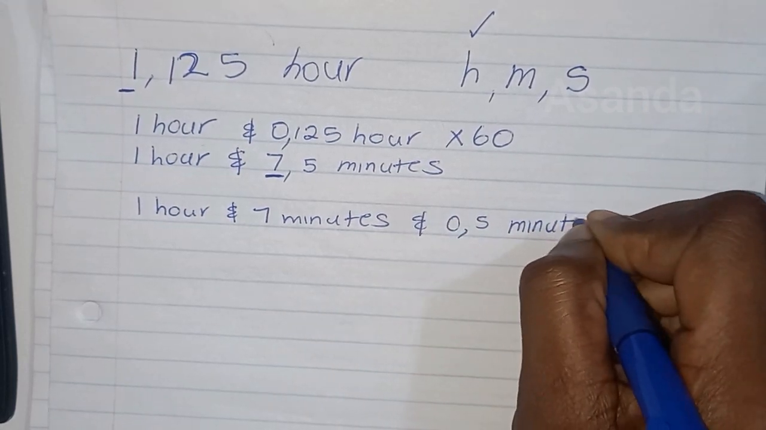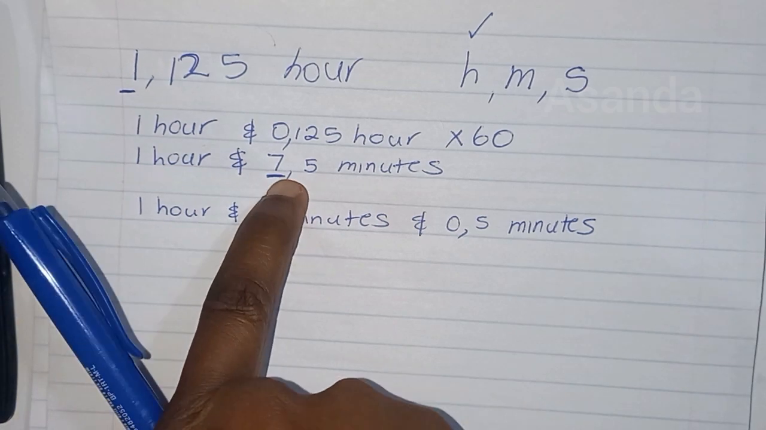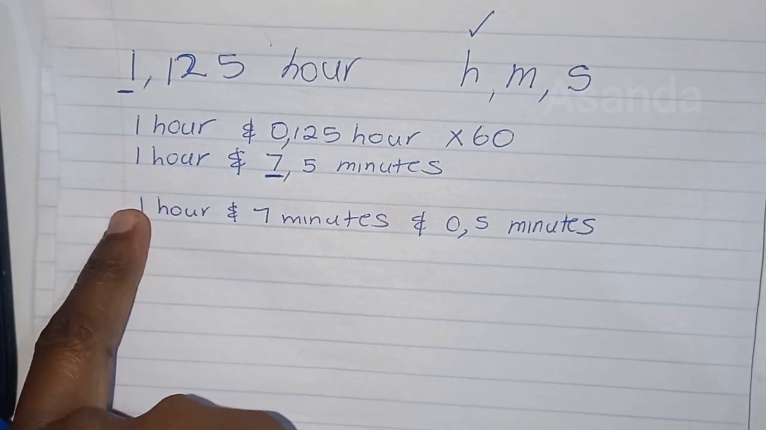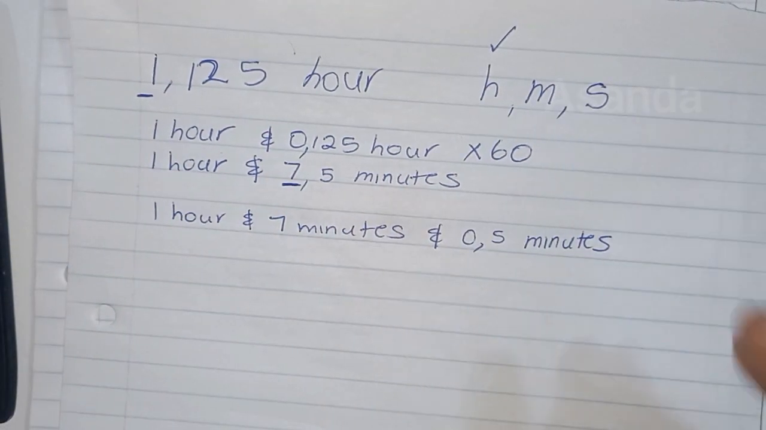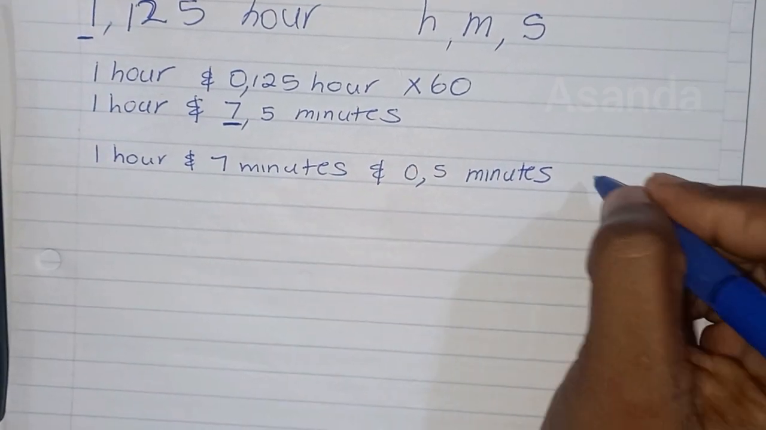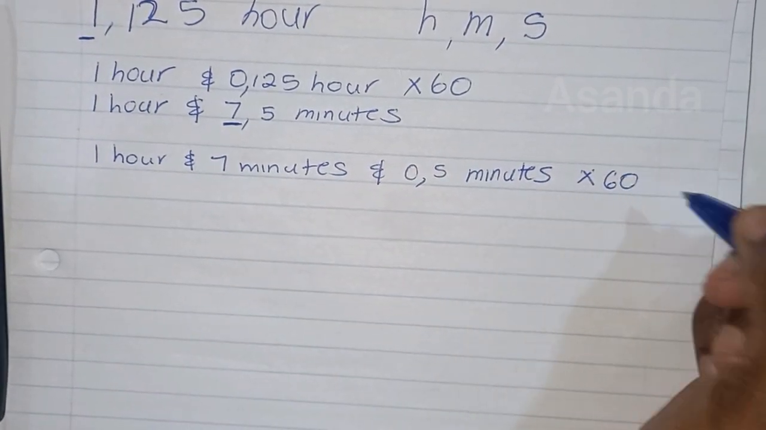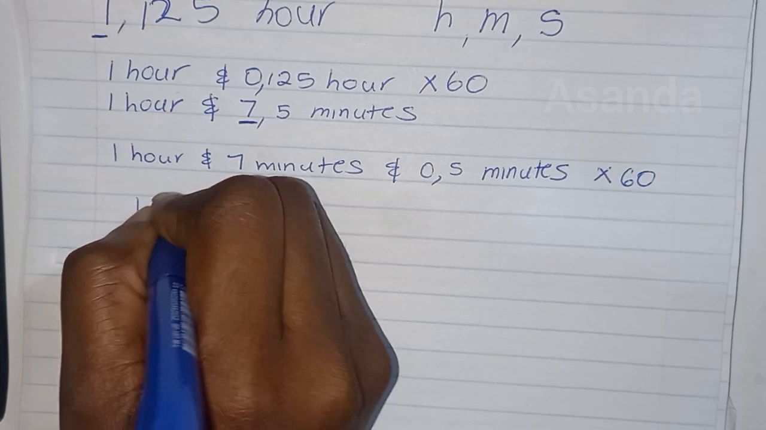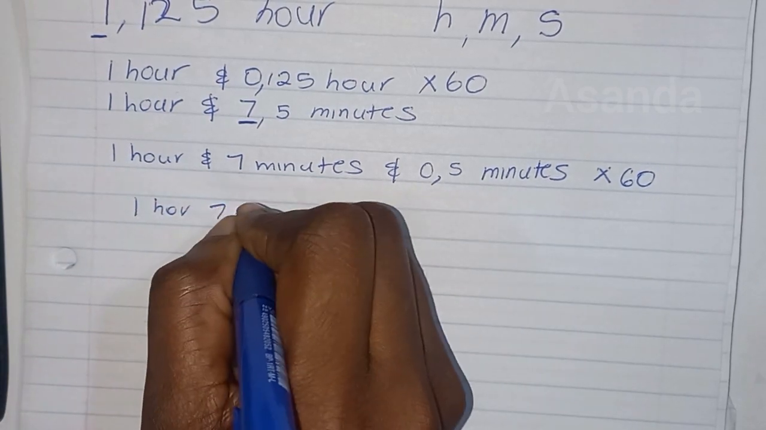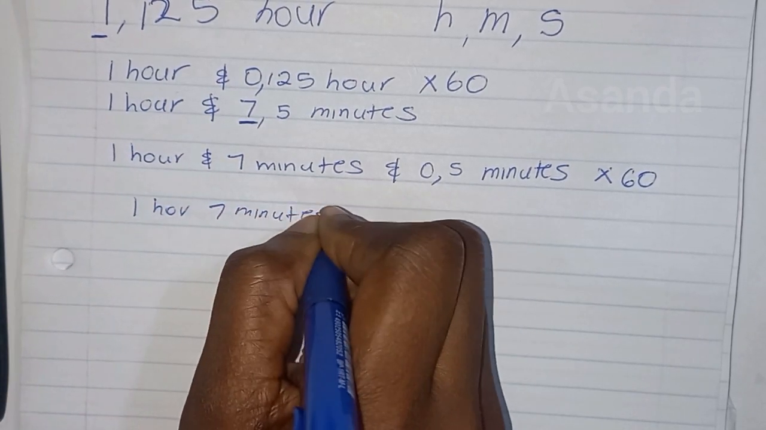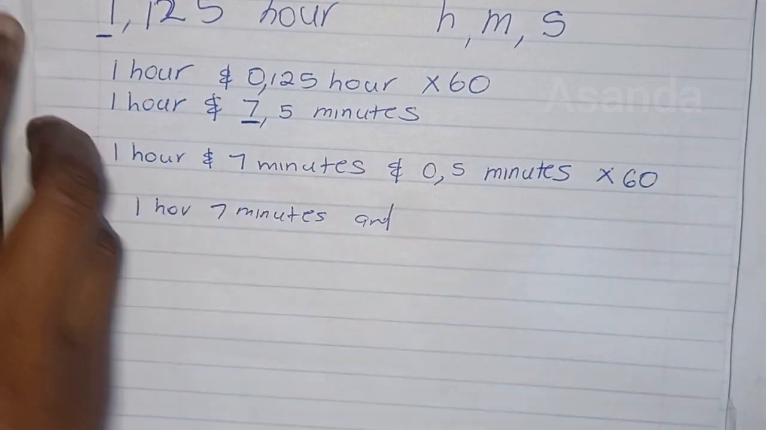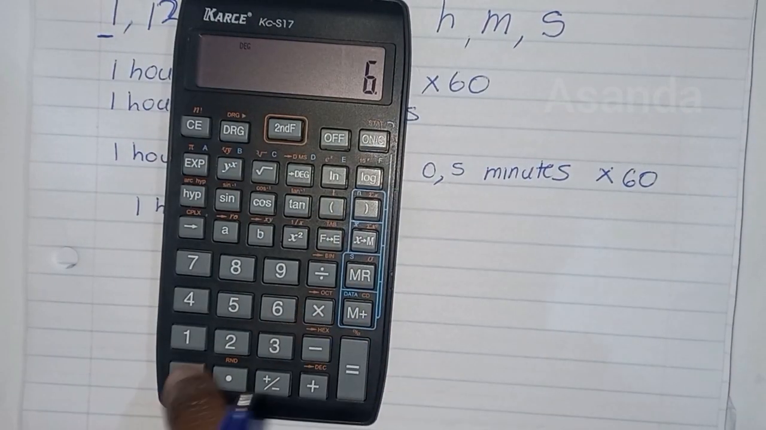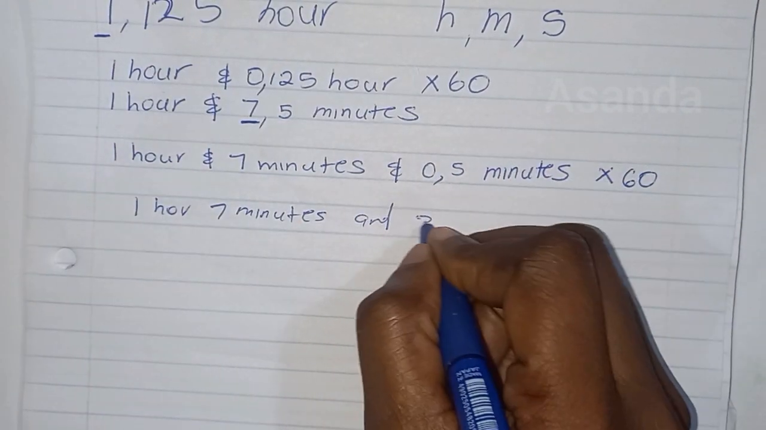Now remember, it's still minutes. You just separated the full minutes and the half a minute alone. Now what are we going to do with this? We're going to multiply it by 60. Now we have 1 hour, 7 minutes, and 30 seconds.